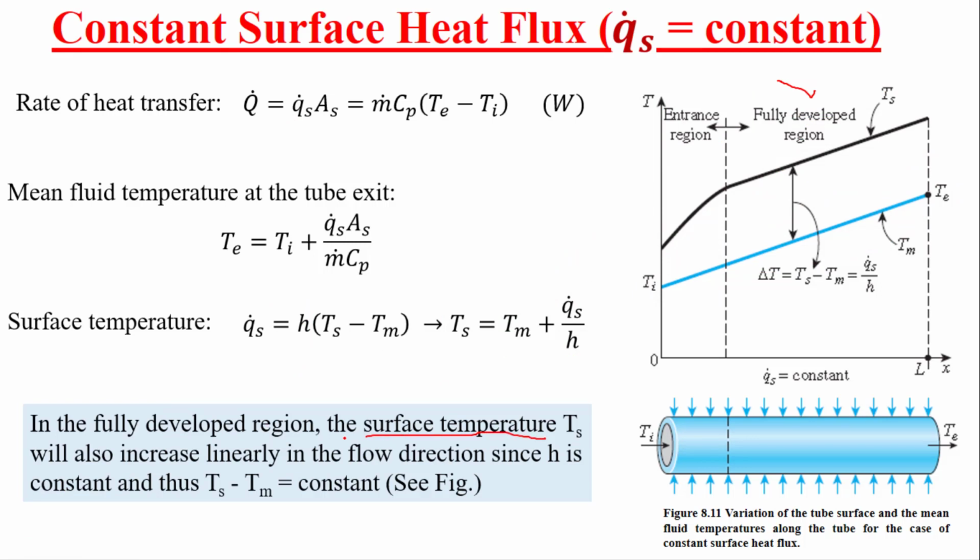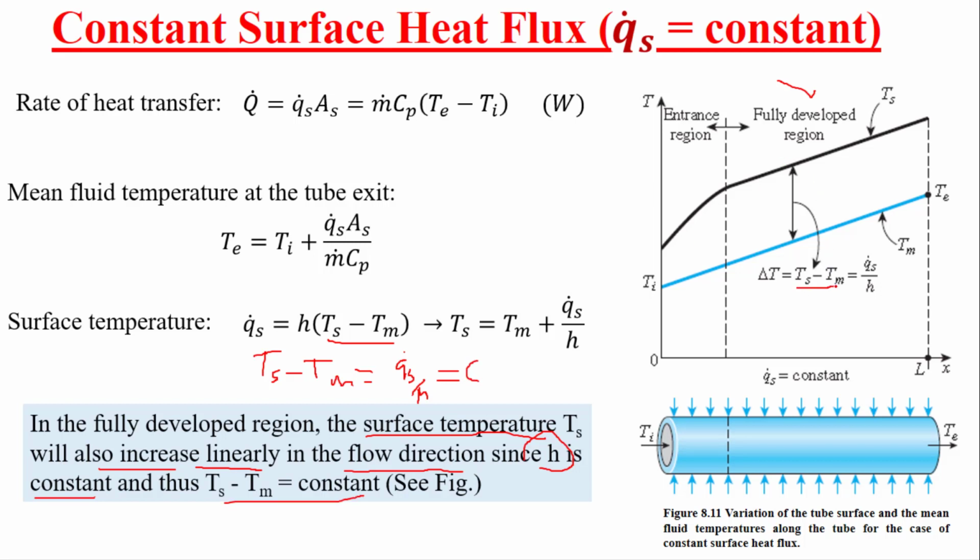The surface temperature will also increase linearly in the flow direction since h is constant. So this is the main reason, and thus Ts minus T mean is equal to a constant. So this value, Ts minus T mean, is equal to q dot s over h, which is equal to a constant value. Okay.